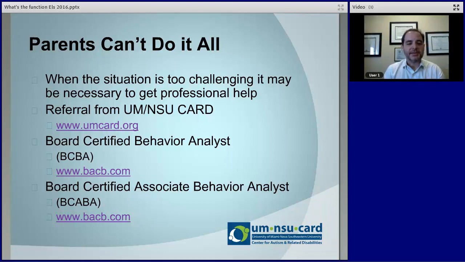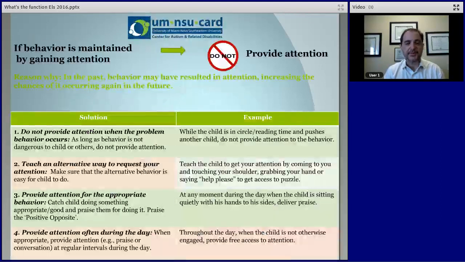And then the last thing that I included here in this presentation is some handouts. They're not slides that we have to go through, but these are intended to serve as handouts of what we just talked about so that you can go home, print these out, and keep these as a guide. So back to the things that we talked about. If behavior is maintained by attention, then the treatment is don't provide attention, right? And then we give you a list of what you should do. Do not provide attention when the problem behavior occurs. And then we try to give you examples. When the child is in circle reading time and pushes another child, don't give attention for that behavior.